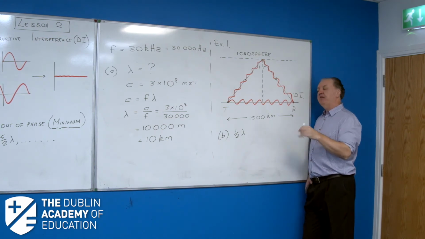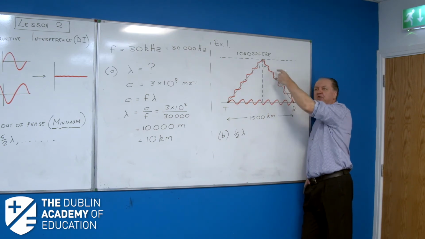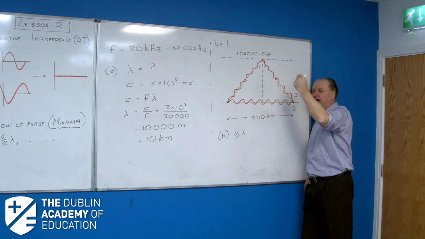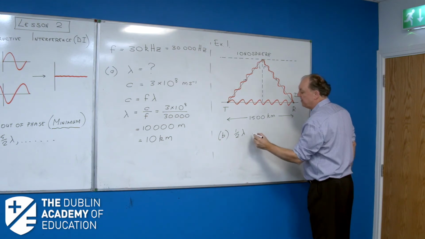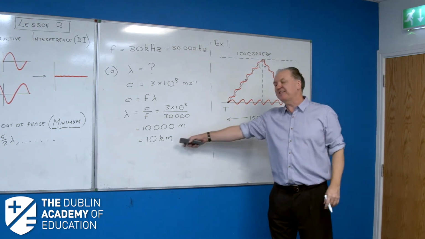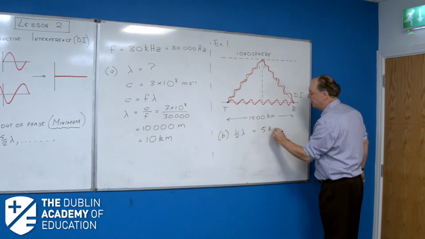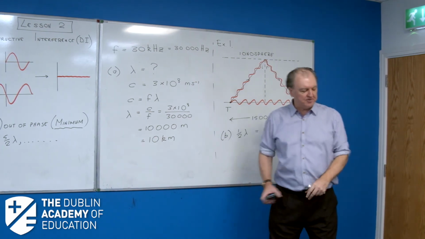Notice they used the word minimum. So if they didn't use that word minimum, well, that reflected wave could have gone 1.5 wavelengths further, or 2.5. So it's important that they use the word minimum. Half a wavelength further. And what's a half a wavelength equal to? A wavelength is 10 kilometers. Half a wavelength is 5 kilometers. That's how much further it went.